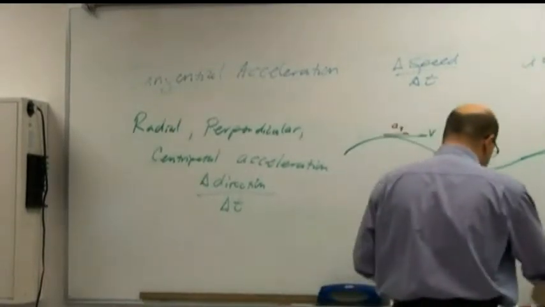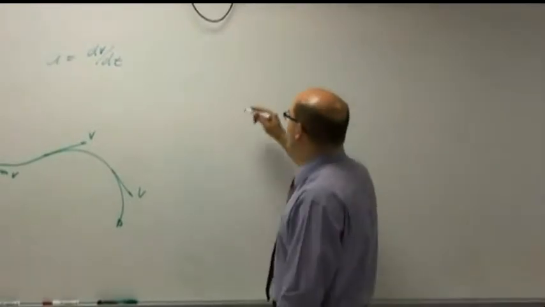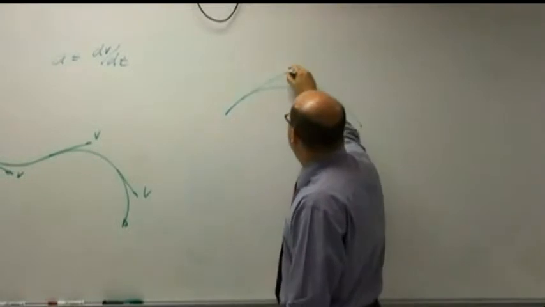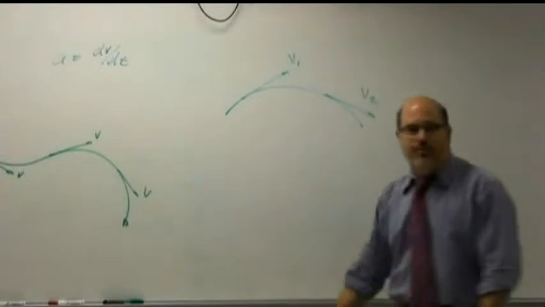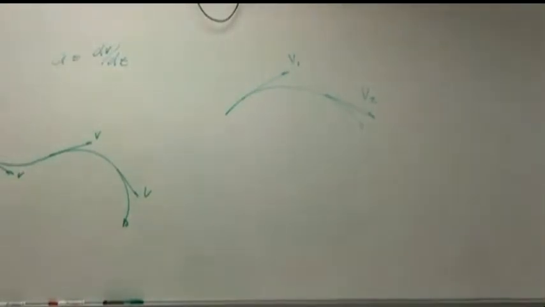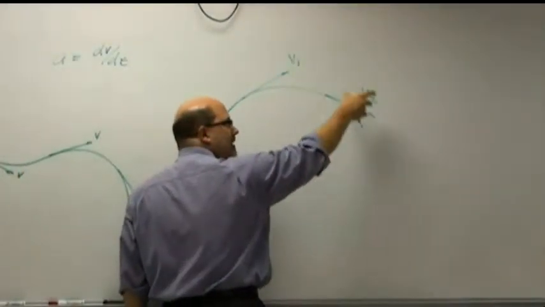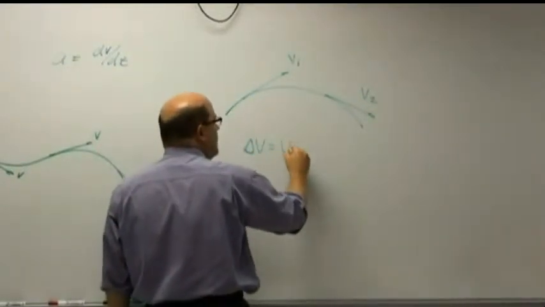We can go through the derivation if you'd like, but I'm just going to give you a brief outline of why this always points towards the center. If you have something going around a turn like this, its velocity is this way, velocity 1, and here is velocity 2. Everybody, real quick, which way is the direction of the change in velocity? If this was our initial and we end up with this as our final, our delta V is equal to V2 minus V1.